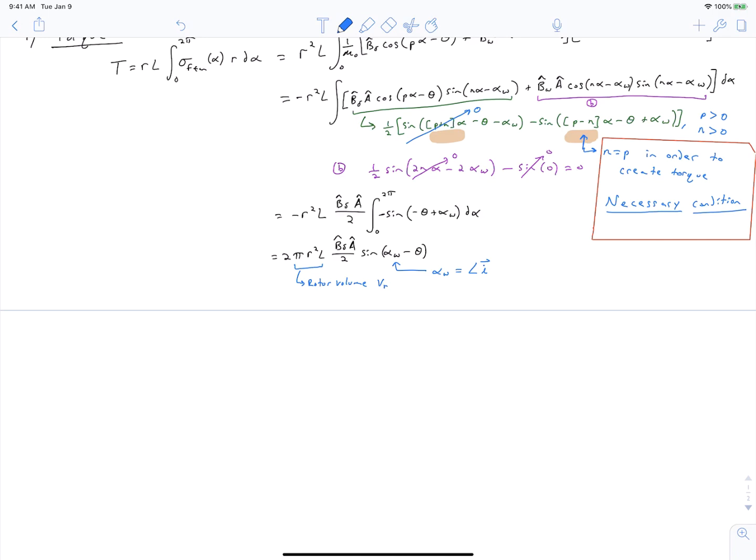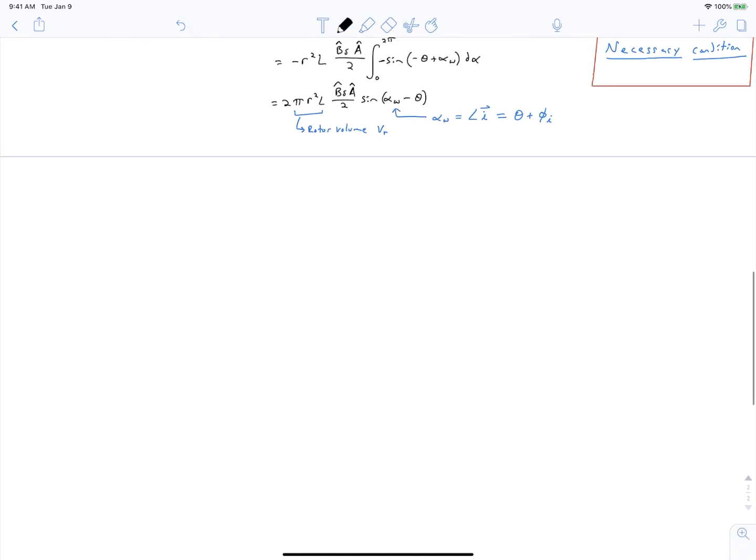So to produce a constant torque value, we need to have the angle of our current space vector be equal to theta, and then we can have some additional phase in there. So if it's strictly equal to theta, the sine of theta minus theta equals 0. We have no torque. So we need to add a phase angle to our three-phase currents. And let's summarize our findings.